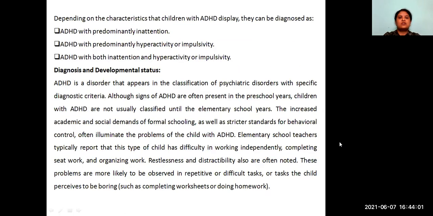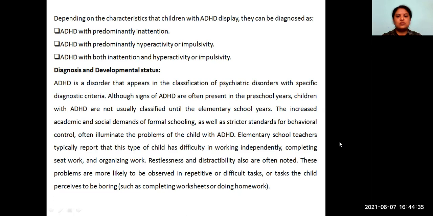Depending on the characteristics that children with ADHD display, they can be diagnosed as ADHD with predominantly inattention, ADHD with predominantly hyperactivity or impulsivity, or ADHD with both inattention and hyperactivity or impulsivity. Okay, how can we diagnose, and what is the developmental status of these ADHD children? Usually, ADHD is basically a classification in the psychiatric disorders of a specific diagnostic criteria.